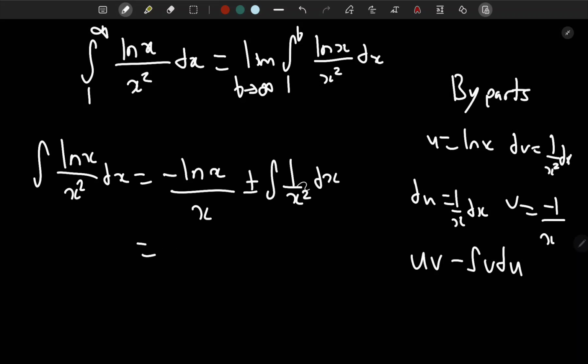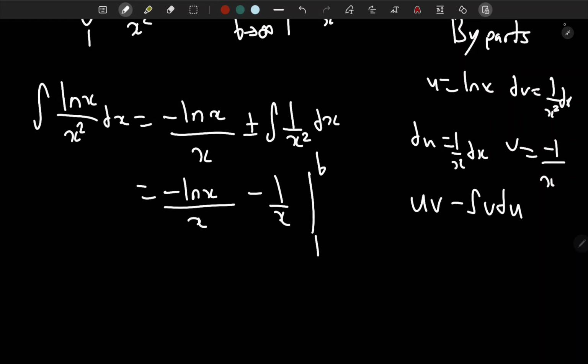Now simplifying this and finding the integration of this part over here is going to be minus ln x over x minus 1 over x. And now we need to bring back the limits. That's the only thing that's left now. So it's going to be from b, which is infinity, to 1. So now let's substitute those two values.